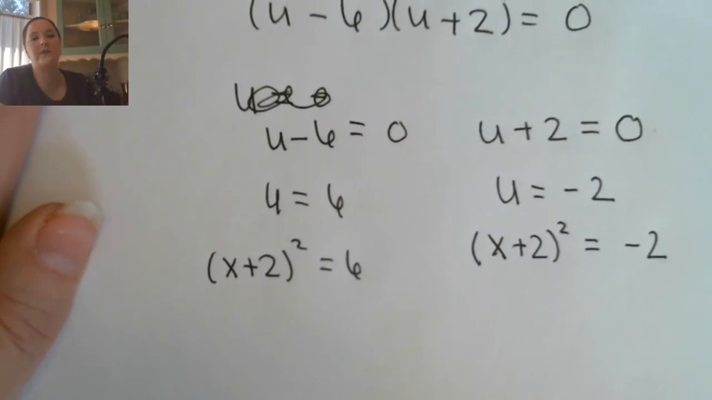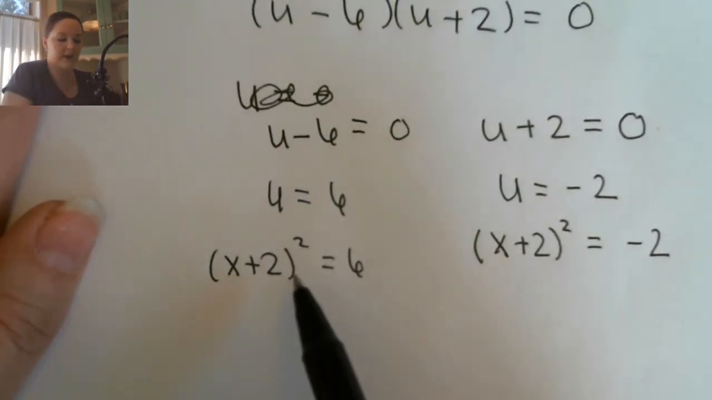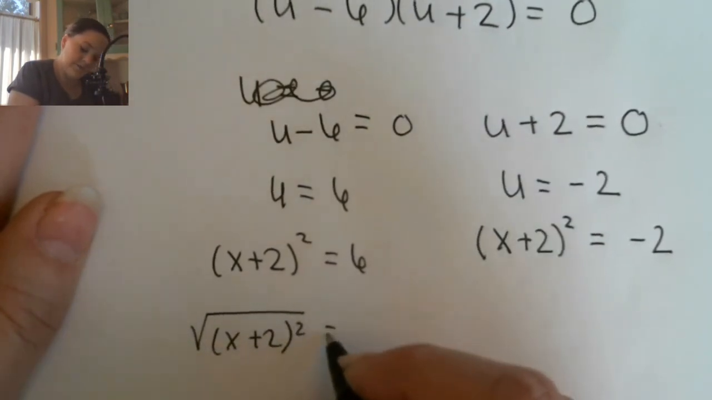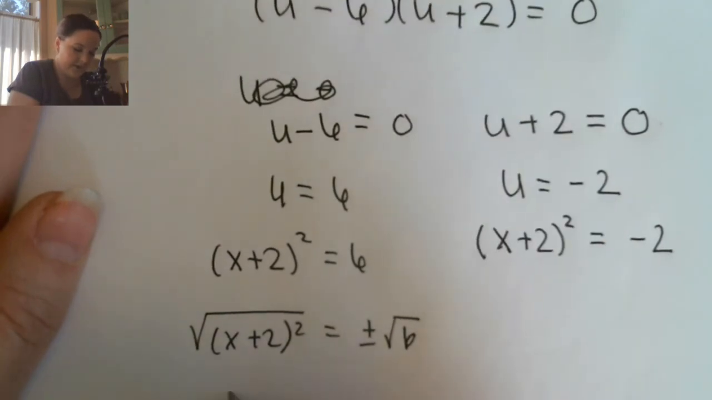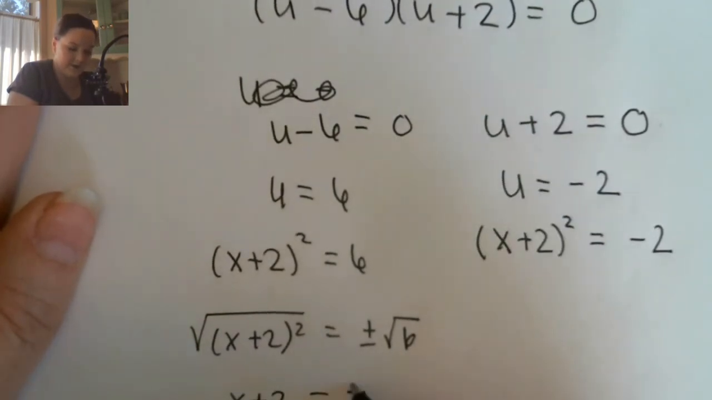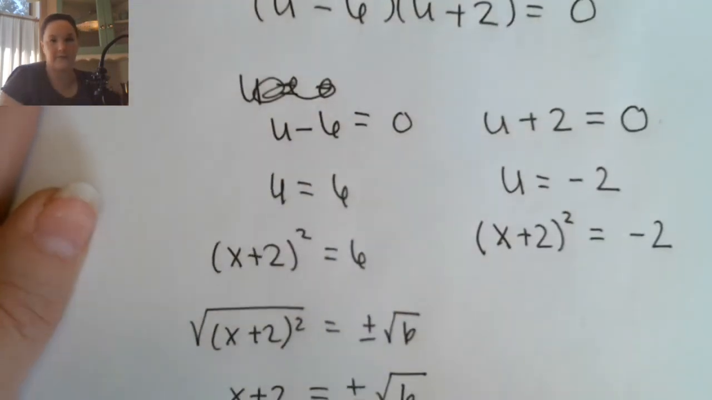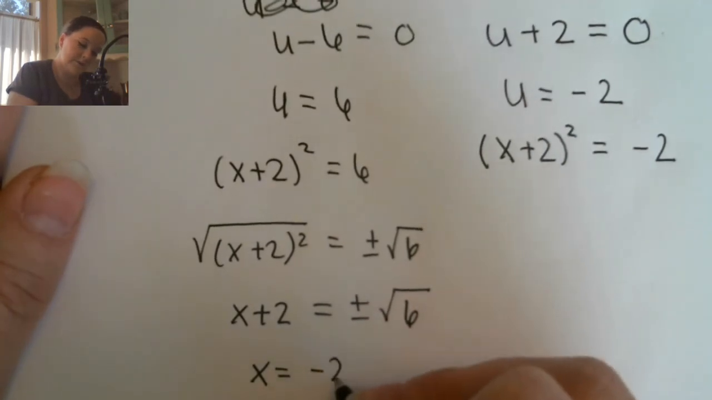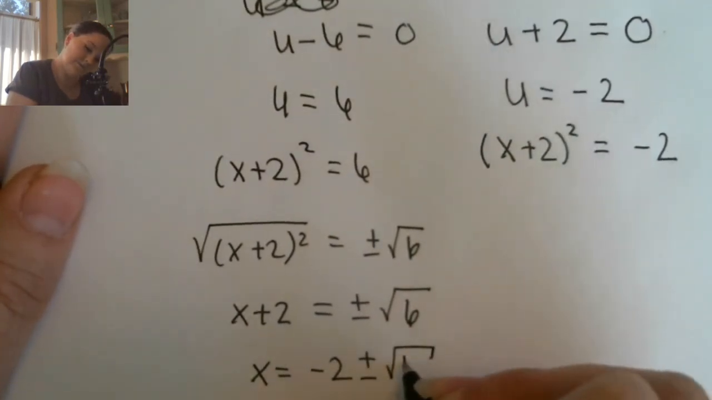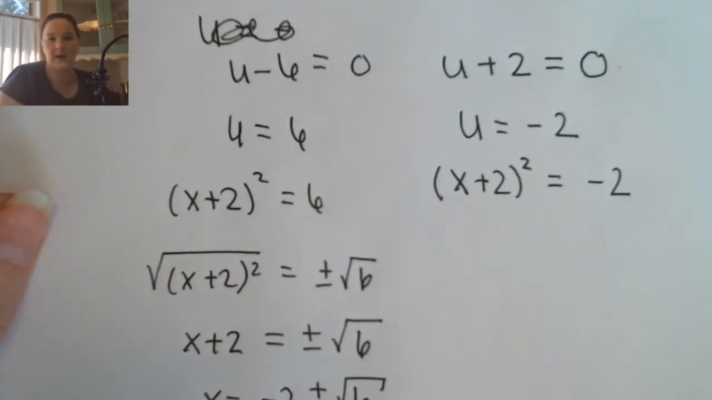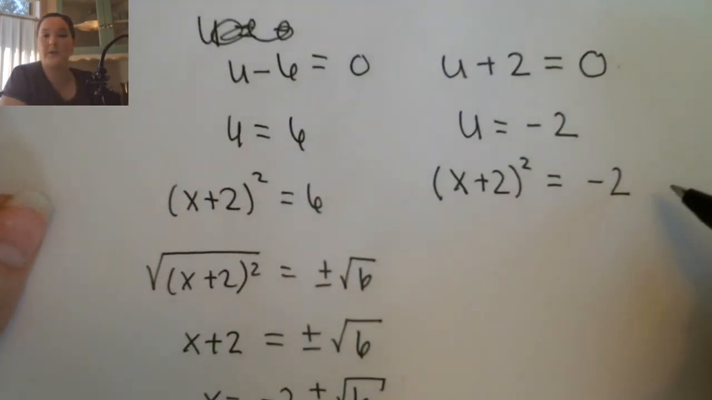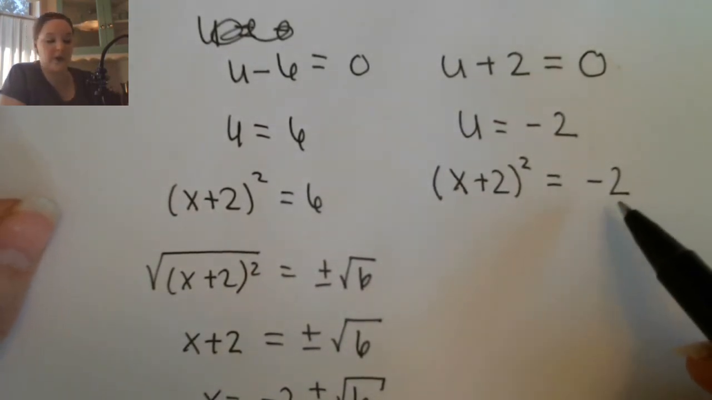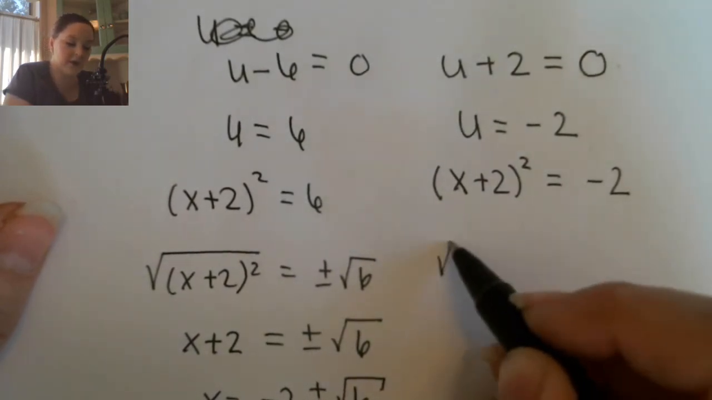Each of these is a quadratic equation that we can solve. So I'm going to square root both. So I get just the radicand here. And then I'm going to subtract 2 from both sides. Now over here, we're not going to have any real solutions because no real number squares to -2. But remember, we have the possibility of complex solutions. So I'm going to square root both sides.